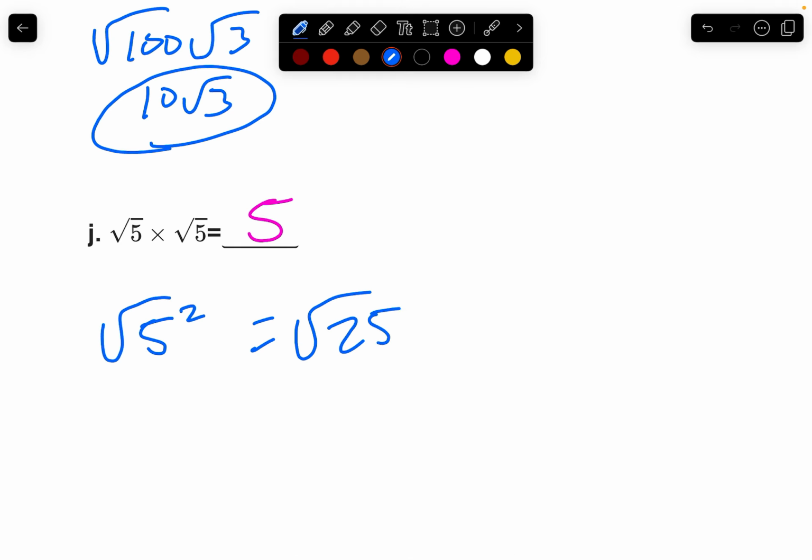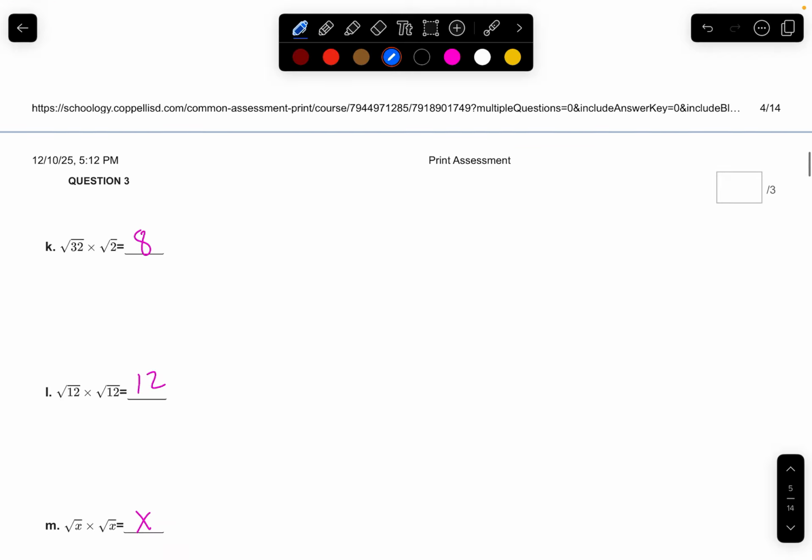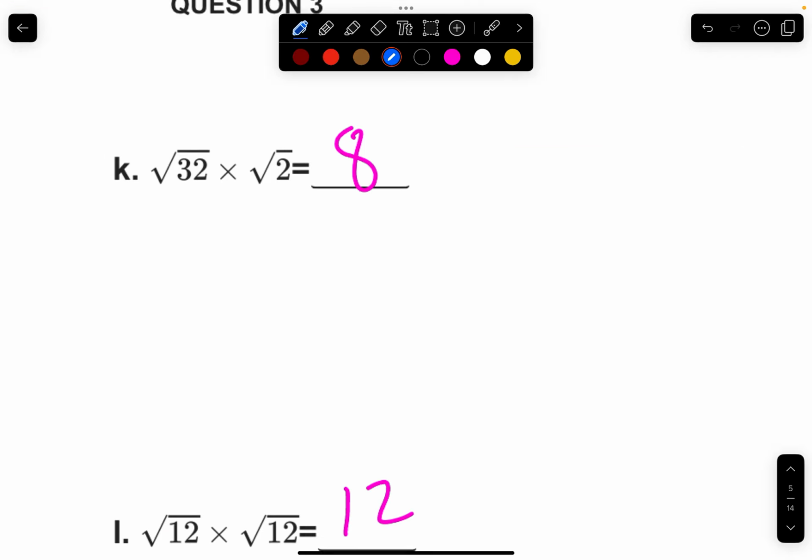But I told you guys in class, if you're thinking about this, you're going too slow. Root 5 times root 5 is whole number 5. Root 2 times root 2 is whole number 2. Root 10 times root 10 is whole number 10. Root Mr. Balin times root Mr. Balin is Mr. Balin. The roots cancel out in that case.